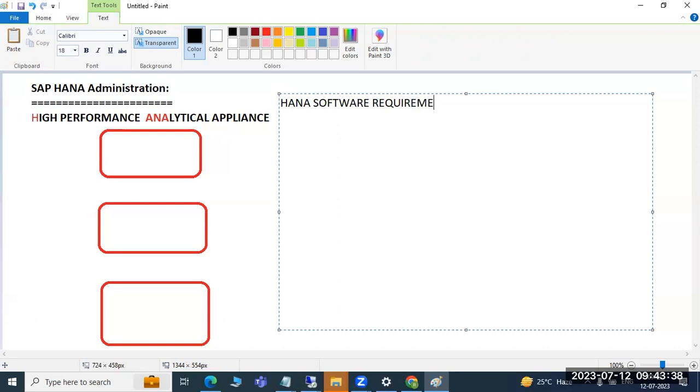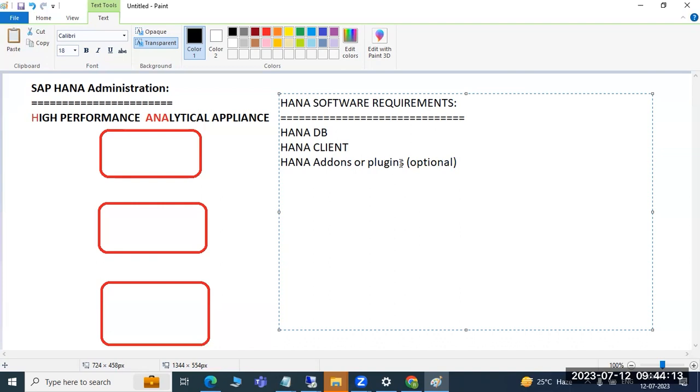In the HANA software requirements, what are the softwares we are required to download to provision the HANA database? To install the HANA database, we need the HANA DB. We need the HANA client for communication purposes. Additionally, you need add-ons or plugins. These are optional.